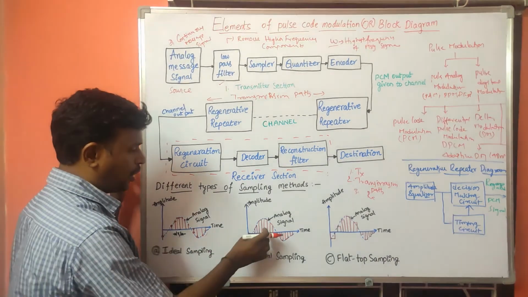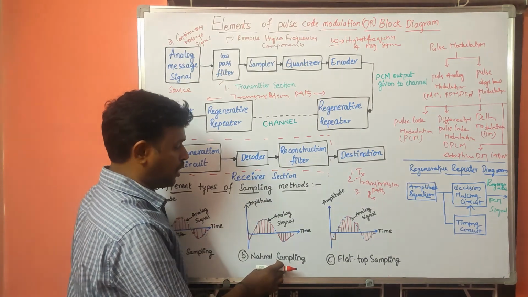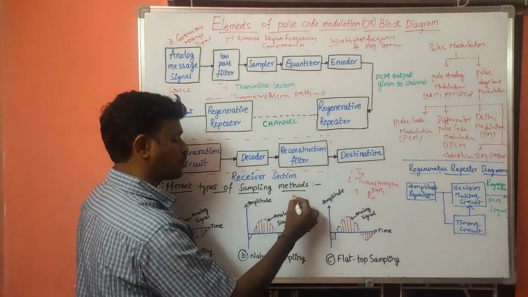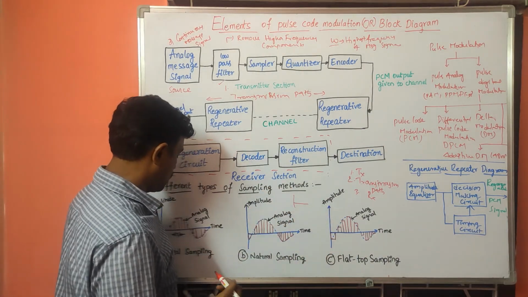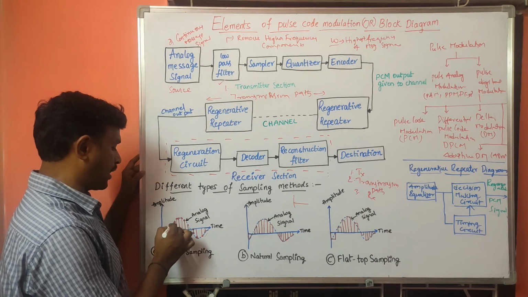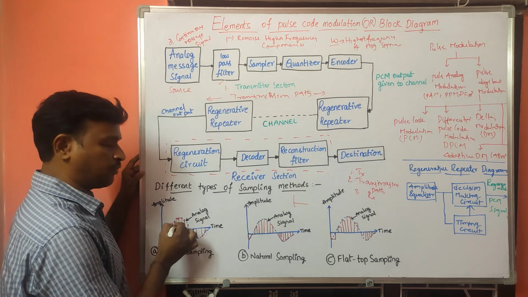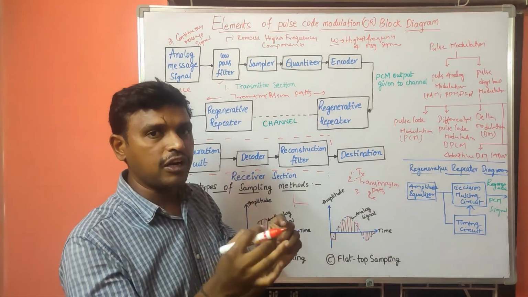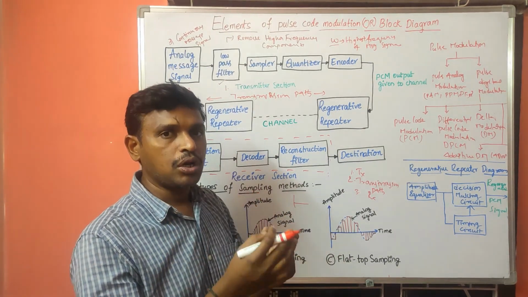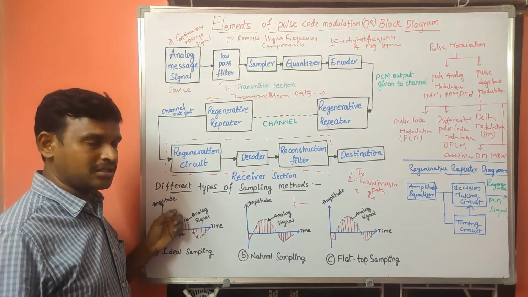So this one is the ideal sampling, and here we have the natural sampling. Natural sampling is almost the same as ideal sampling. Here this one is one sample, and again at T1, T2, T3 and T4, at each and every point of time, it will give one sample. That is nothing but the ideal sampling.